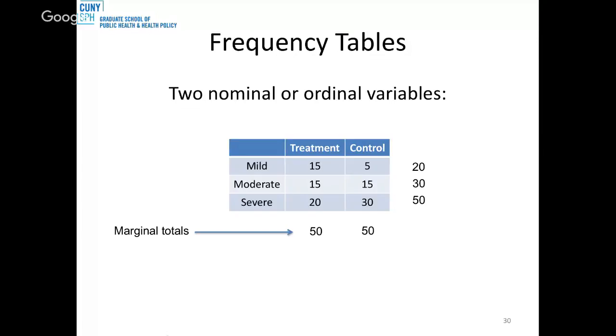What I've written along the bottom and along the side here are what we call marginal totals because they're written in the margin. They're just the sum of what we see above or to the left of them. And if I divide each of those by the total number of patients, those become marginal probabilities.